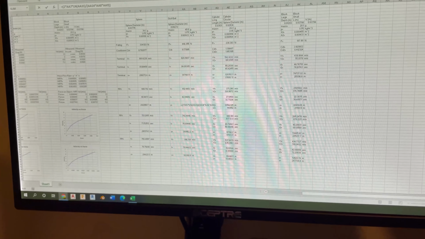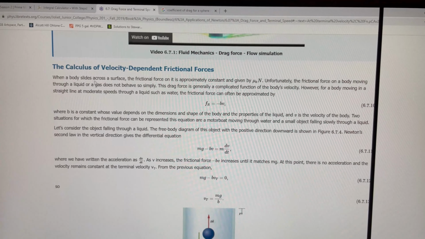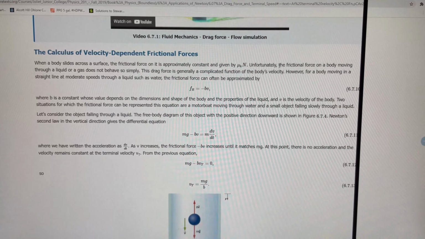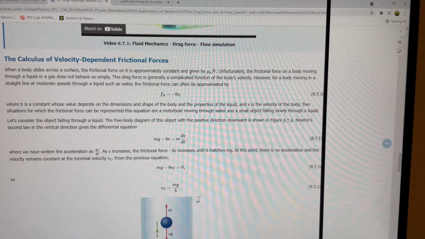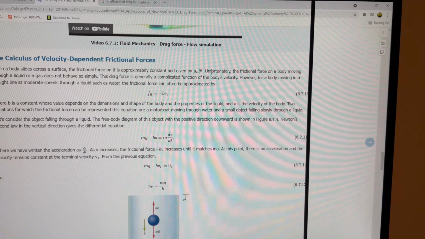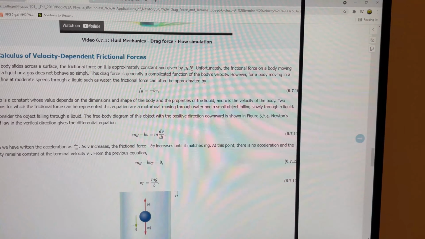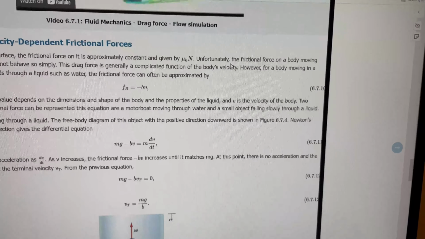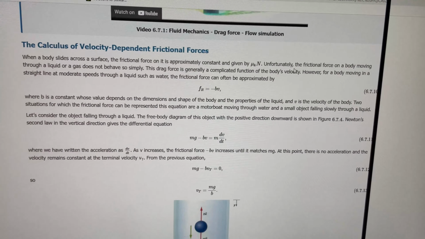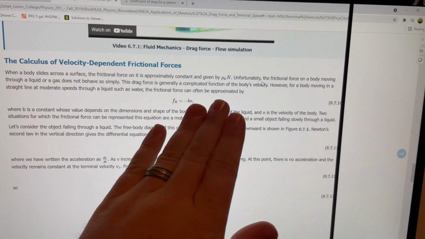I should also note that when I calculated my drag force, there's an option where if it was something simple, like it says here, when a body slides across the surface, frictional force is approximately constant and given by the coefficient of friction times the normal force. Unfortunately, frictional force on a body moving through a liquid or a gas does not behave so simply. The drag force is generally a complicated function of the body's velocity.